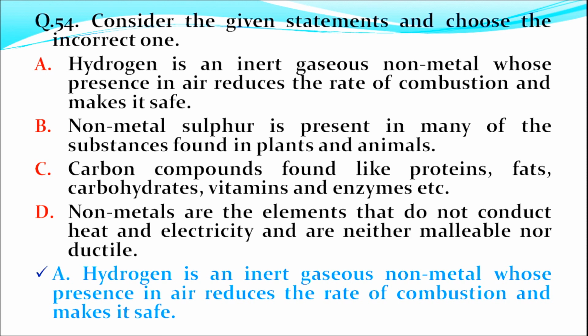That means the incorrect statement is option A. Hydrogen is an inert gaseous nonmetal whose presence in air reduces the rate of combustion and makes it safe. This is the incorrect statement.